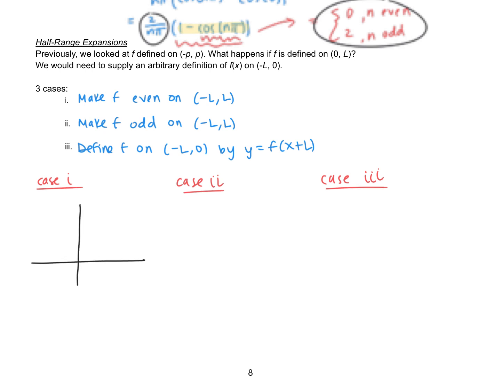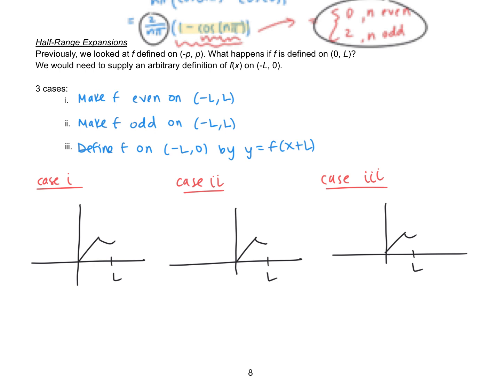So let's say we have some function, like we said, defined on 0 to L, and it looks like this. For all three cases, we're going to consider the same function that is defined on 0 to L. And so we said we need it to be defined on negative L to L, on a symmetric interval. Okay, so in case 1, where we make f even, we need it to be symmetric about the y-axis. So that means between negative L and 0, we would end up with something like this.